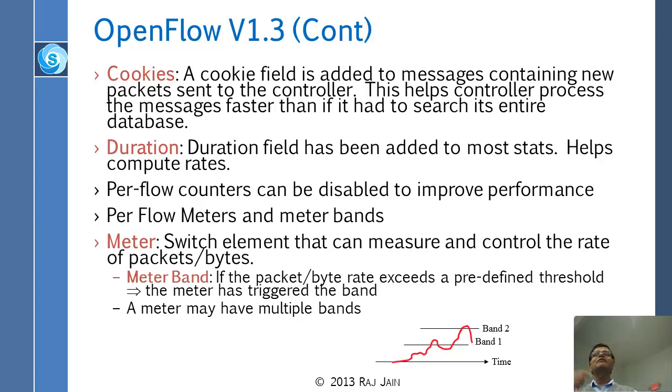So similarly, they have a cookie here, so that when you send a message, it doesn't have to go figuring out the whole thing about that message, that packet or whatever it is. There is a cookie which tells it what this message is about. A cookie field is added to messages containing new packets sent to the controller. This helps the controller process the message faster than if it has to search its entire database. So now it can basically say, okay, this is an MPLS packet, and I've got to look at what to do with the MPLS stuff. This is a packet which is about MAC and MAC. So more context about the message is there in the cookie.